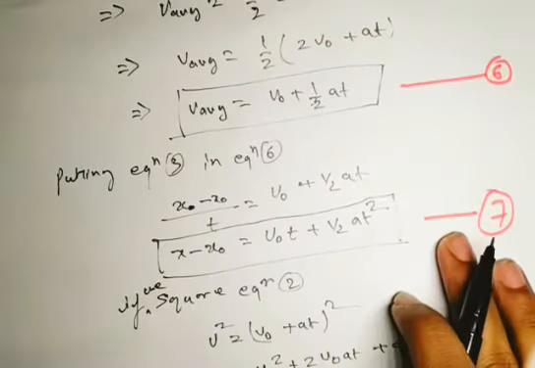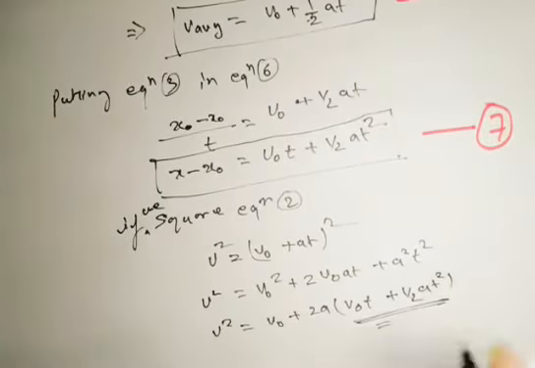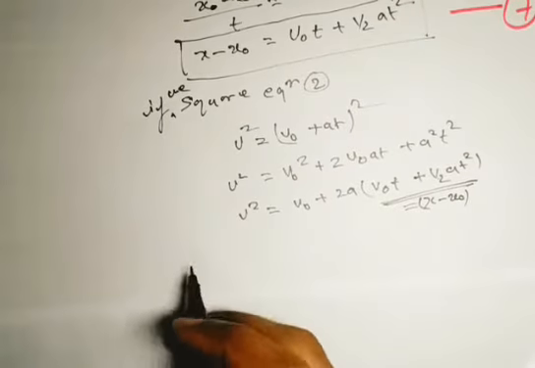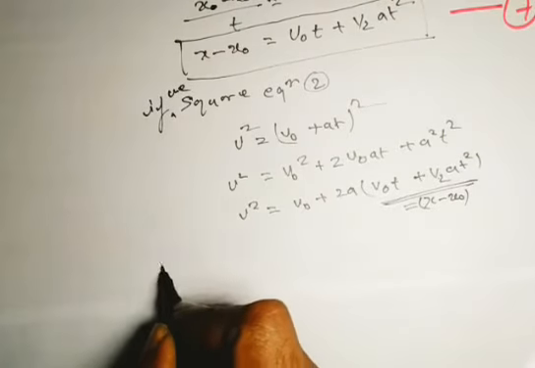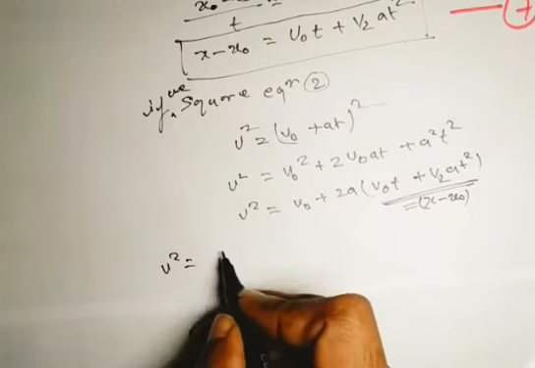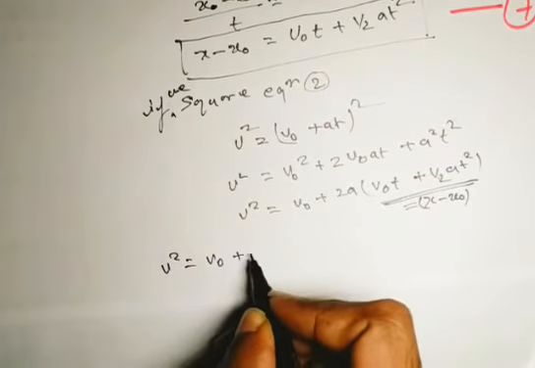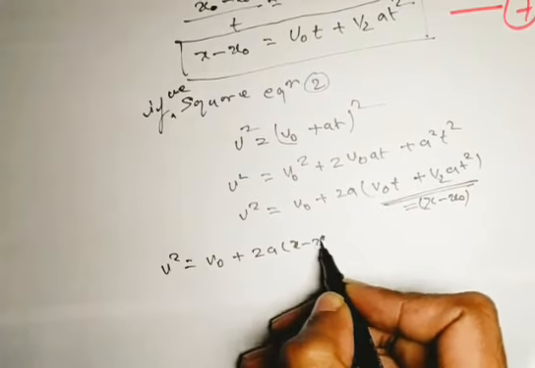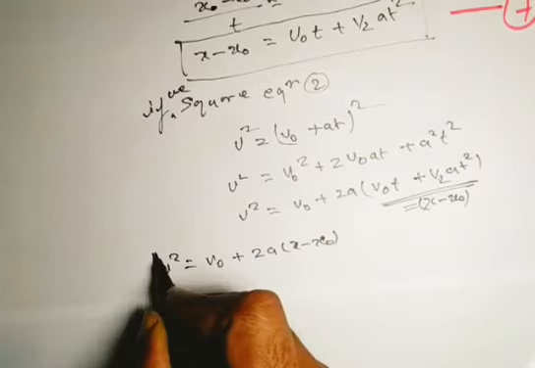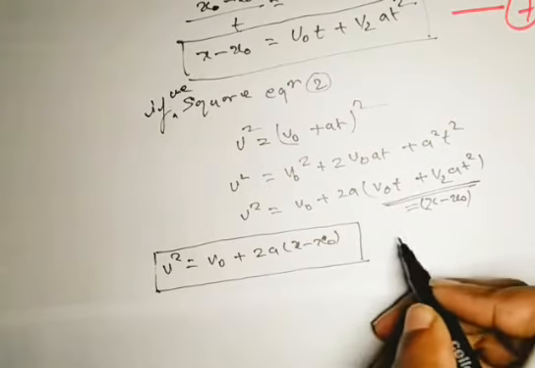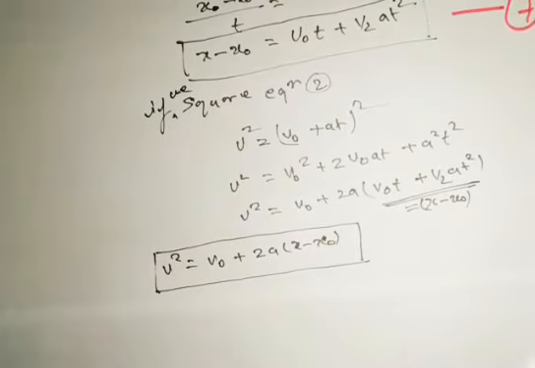From equation 7 we can write it as x minus x naught. So it will become v square equals v naught square plus 2a into x minus x naught. This is also an important equation.